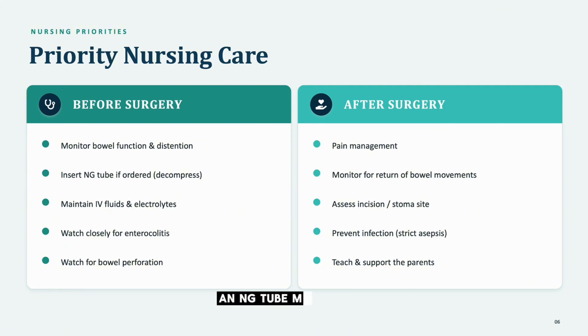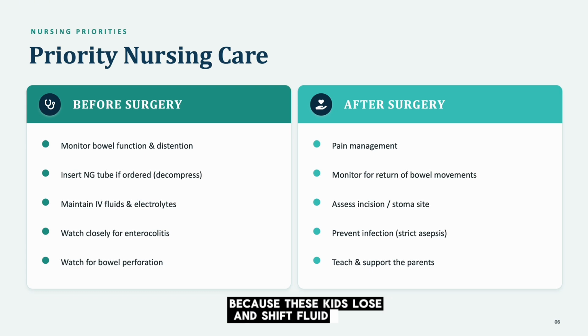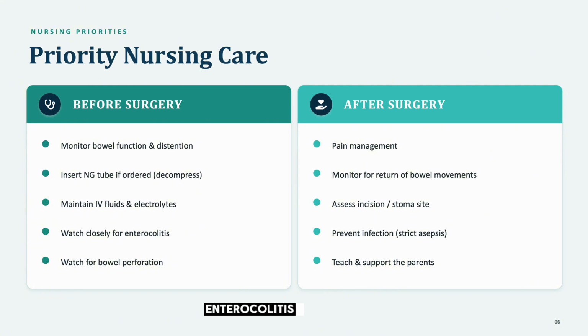An NG tube may be ordered to decompress the gut. Keep IV fluids and electrolytes running because these kids lose and shift fluid fast. You are on constant watch for 2 things: enterocolitis and perforation. That distended bowel can rupture, so worsening distension, fever, or a rigid belly is an emergency. It's not a recheck later.